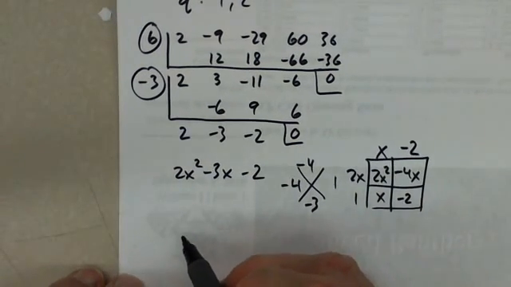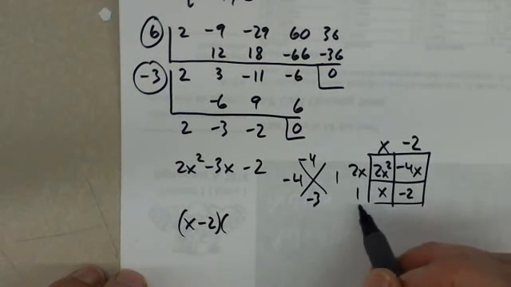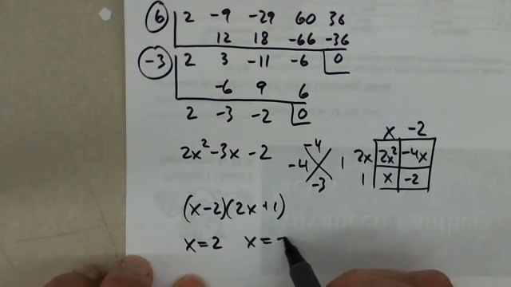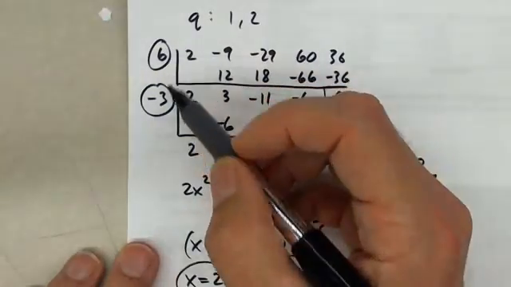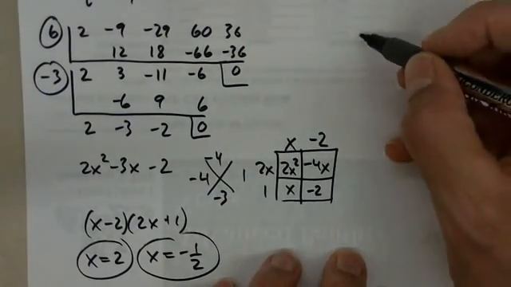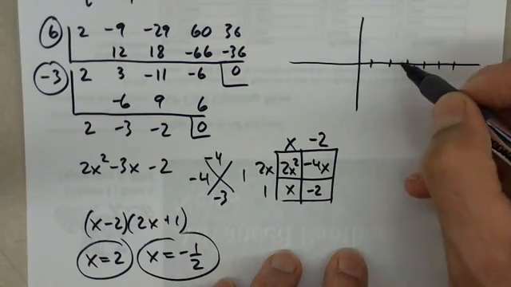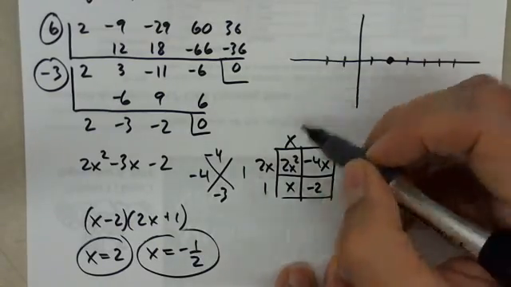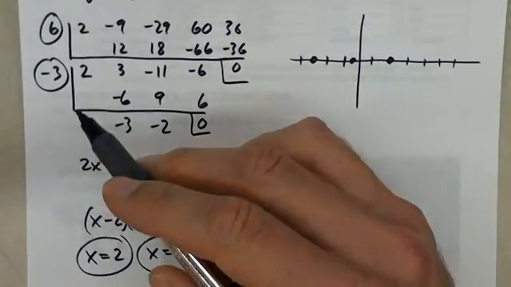And so that gives us, from here we get x minus 2, 2x plus 1. And so this gives us a 0 of 2. And this gives us a 0 of negative 1/2. And now we can sketch that. We have an x-intercept at 2, an x-intercept at negative 1/2, at negative 3, and at 6.